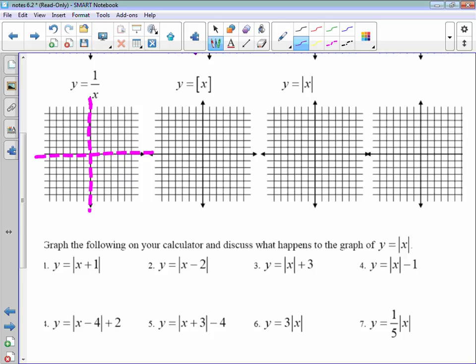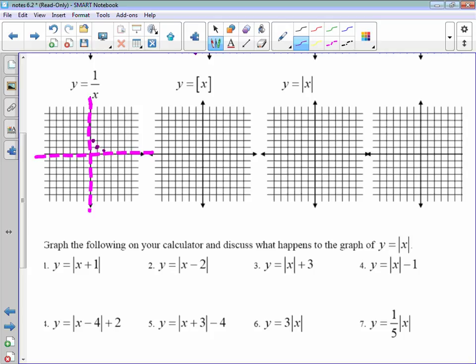Alright, so points. If I plug a 1 in, what do I get? 1. Okay. What if I plug a 2 in? What do I get? 1/2. Okay, so that's getting kind of small. What if I plug like a 1/2 in? What's 1 over 1/2? 2. Okay.